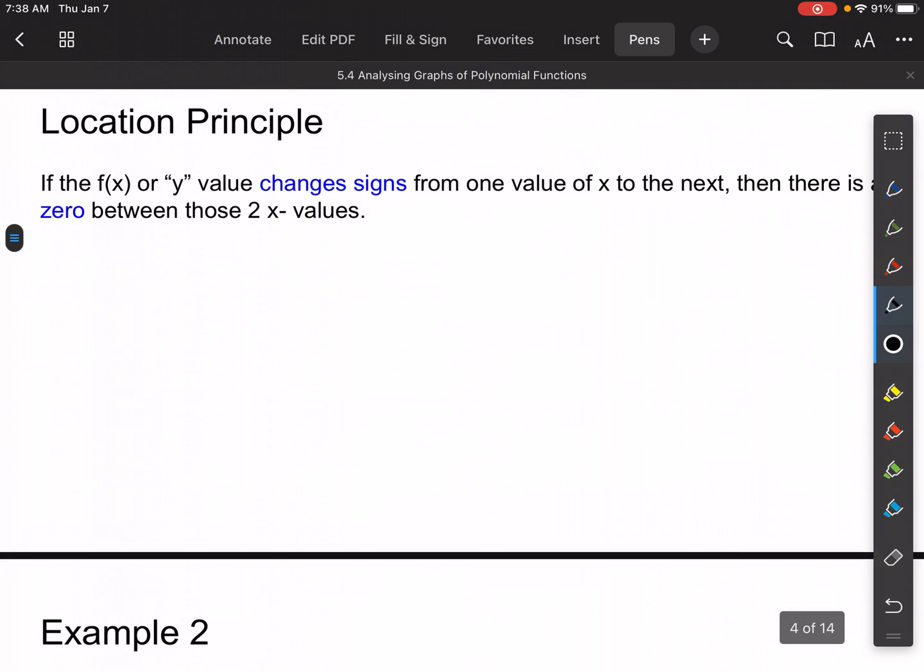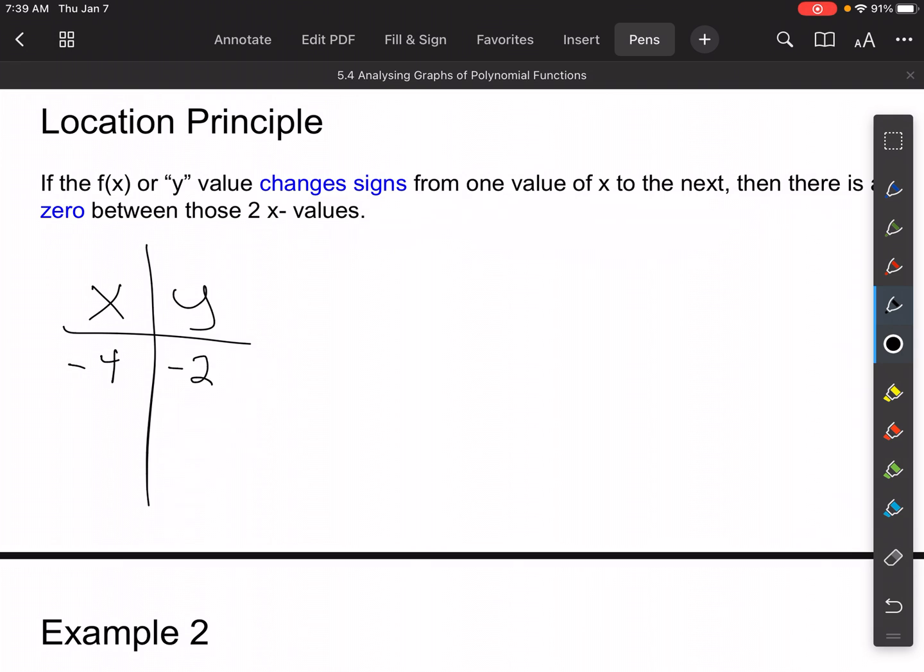The location principle is the one thing that I want you guys to take away from this lesson, and that is this. Like if I have a number of xy pairs, okay, let's say that at negative 4, I get a y value of negative 2, right? And then if I plug in a negative 3, I get a y value of 1. Notice if you were to graph a picture of this, if you go from negative 2 to 1, somewhere in between these x values, there had to be a 0. What does that look like?